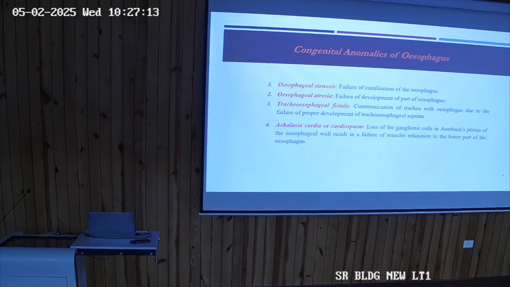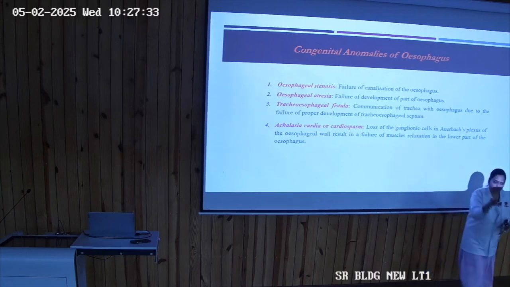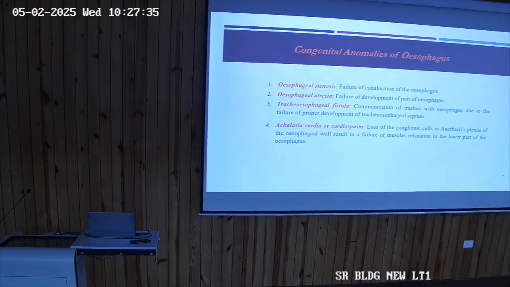Okay. Last is achalasia cardia. Sir has explained this to you. What happens here in the lower part of the esophagus? Yes, there is loss of ganglionic cells in the myenteric plexus, which results in the continuous contraction of the muscular coat of the lower part of the esophagus.